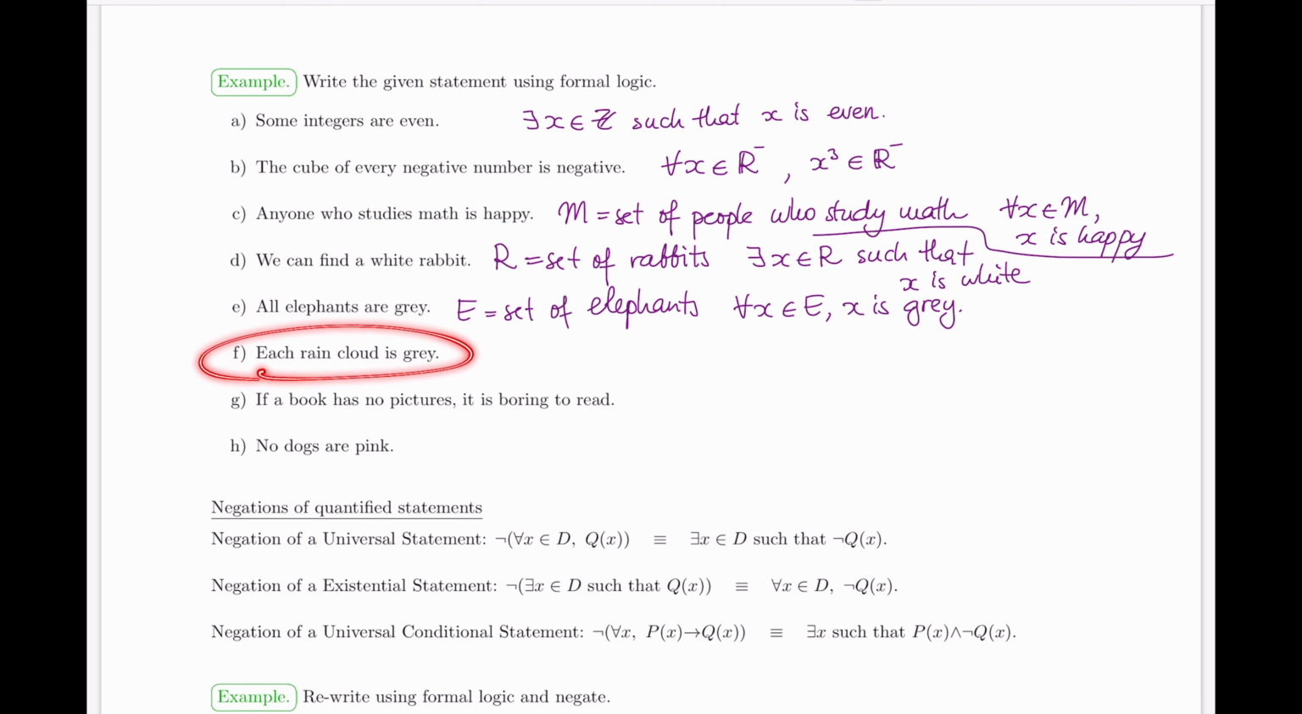Each rain cloud is gray. Each of them, for all of them. Now, rain cloud is again a set I don't have, so I have to define that first. Let's say C is going to be the set of rain clouds. And then I can say that each rain cloud, so for all x in the rain cloud category, x is gray.